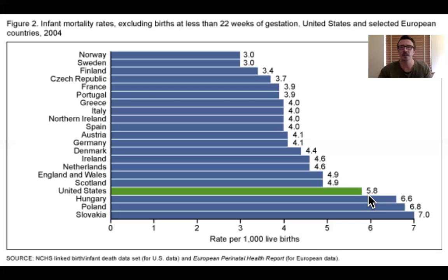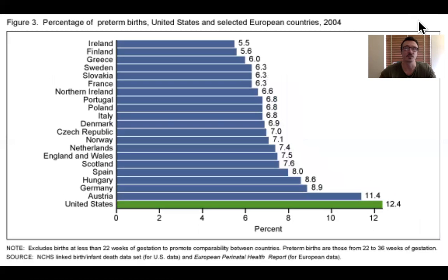Well, then how do they explain this? Right? If the United States of America has the best healthcare system, then why do we have almost double the infant mortality rate of other countries, right? It's not that simple. Well, we can take a look at some other statistics, right?